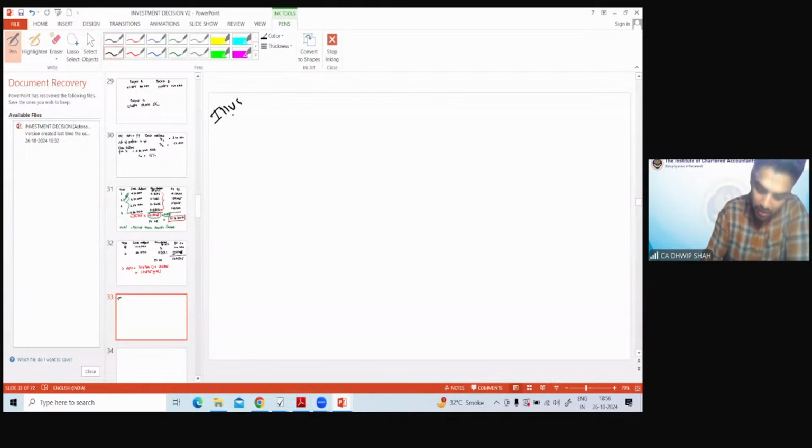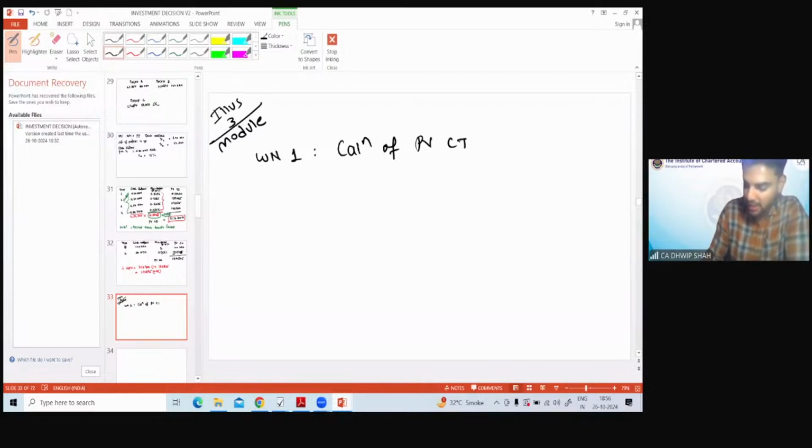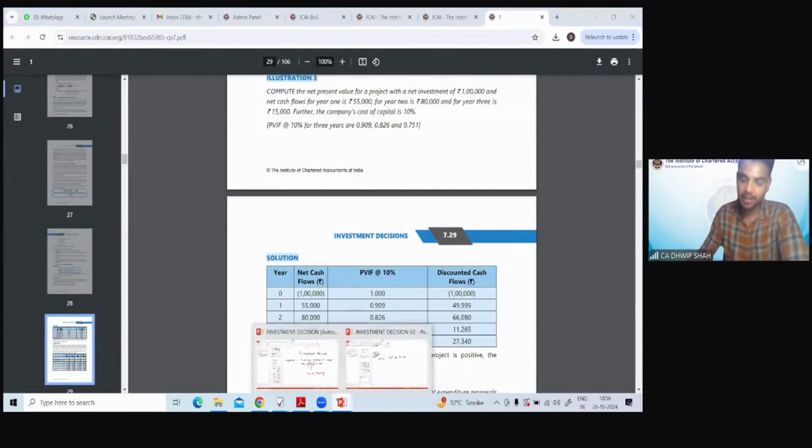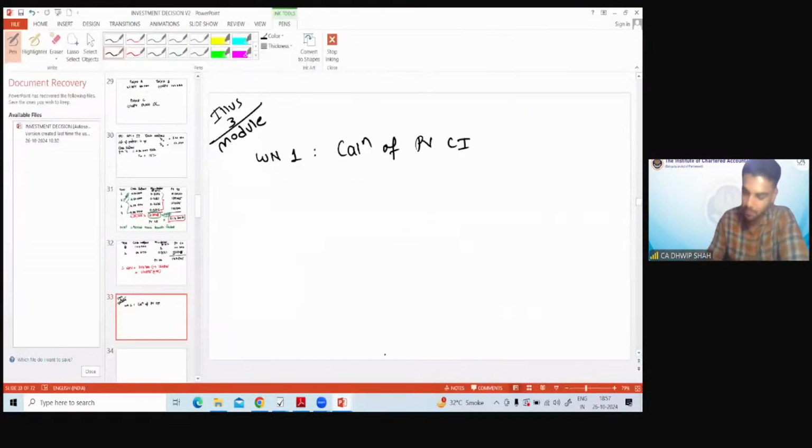Illustration 3 from module. Working note 1. Our working note 1 would be calculation of PVCI. Since cash inflows per annum are not constant, we need to prepare the table. Had it been constant, we would just take the sum of discounting factor and multiply it by cash inflows per annum.